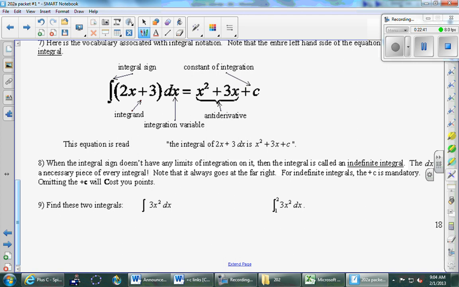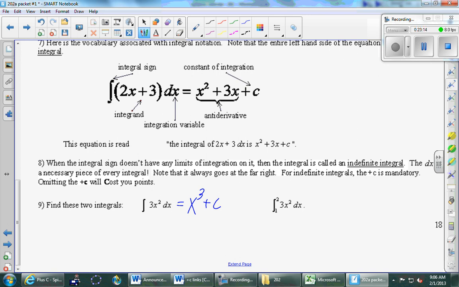Okay, so let's try number 9, finding two integrals. First is the integral of 3x squared dx. Second, the integral of 3x squared dx from 1 to 2. Check with your neighbors as you do each part. Okay, what is the integral of 3x squared dx? It is x cubed plus c. Without the plus c, you will lose a point, maybe 2, depends on how many it's out of. But that plus c is mandatory. Every time you see an indefinite integral, that is without any numbers, there's a plus c at the end.